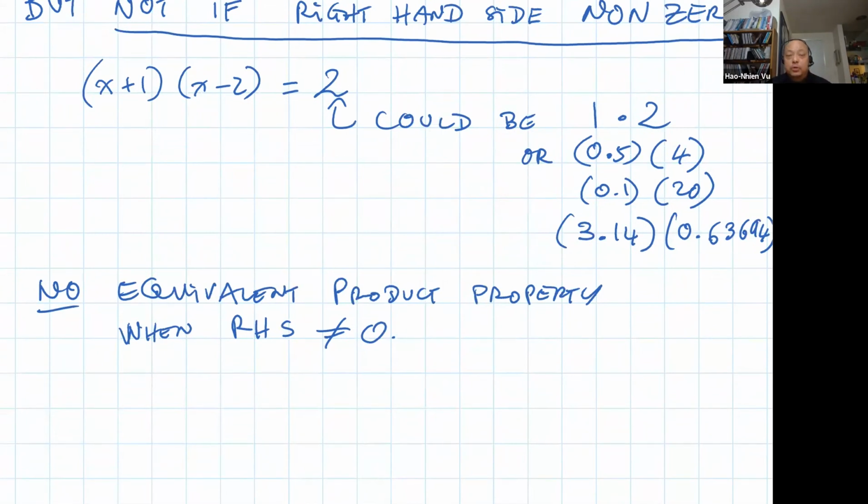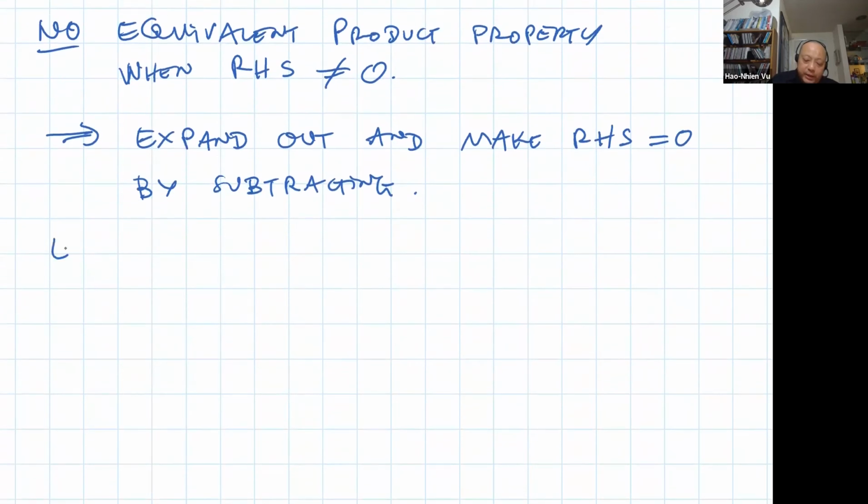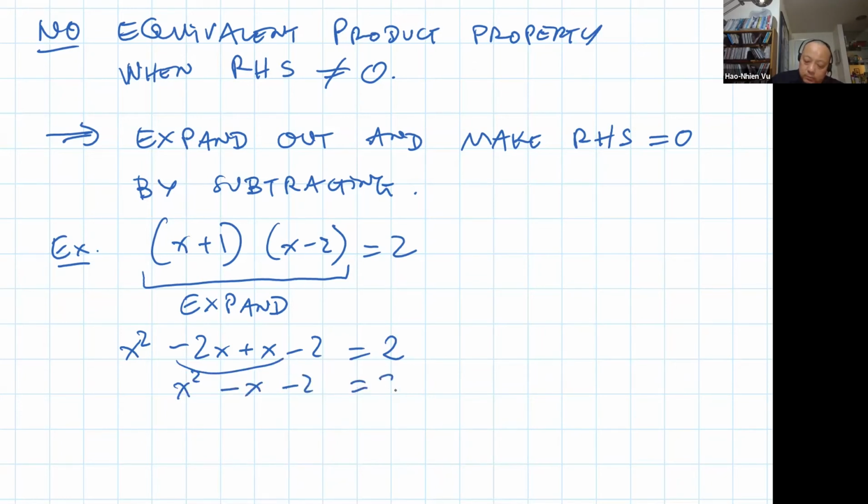So how do we solve it? We have to expand it out and make the right-hand side equal to 0 by subtracting off that 2. So let's go ahead and show you how this equation is solved. x plus 1 times x minus 2 is equal to 2. Then I have to expand out the left side, and then I have to subtract 2 to make the right-hand side 0. These combine to minus x. Then subtract 2 from both sides.